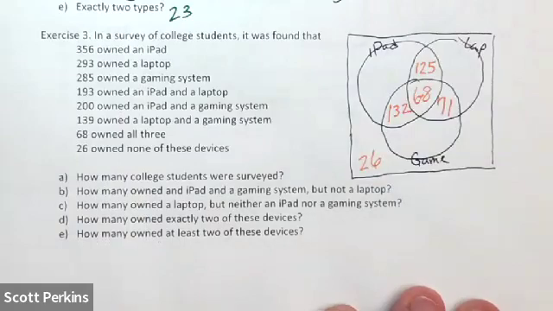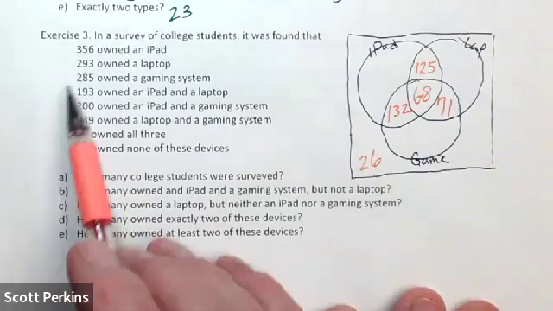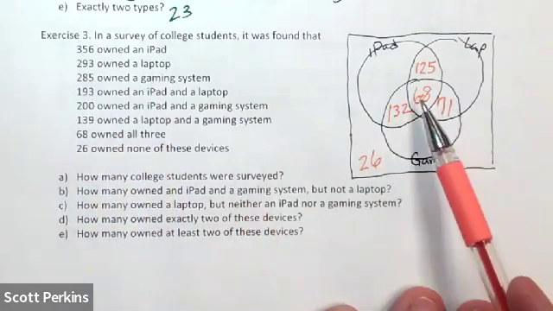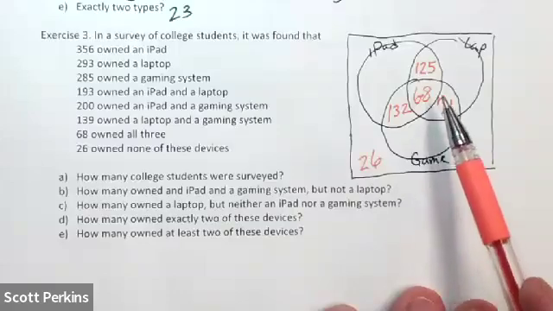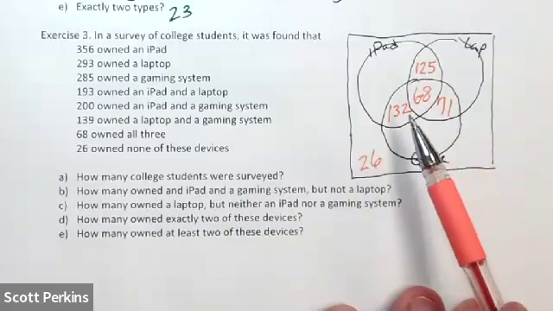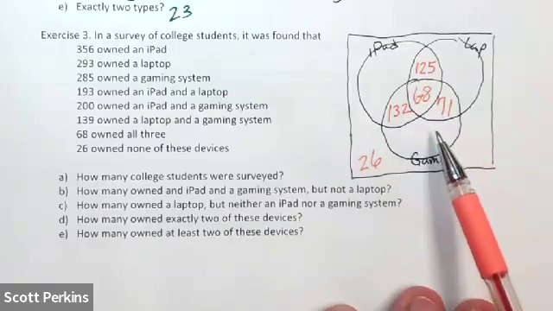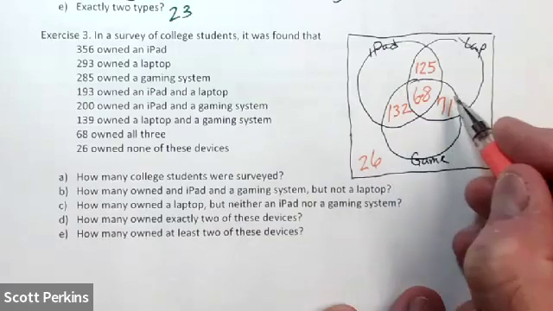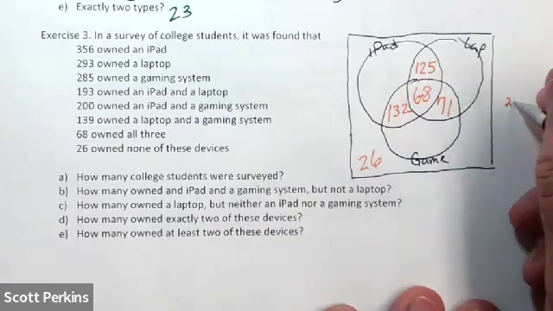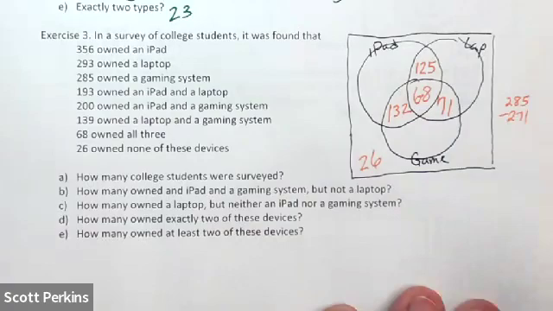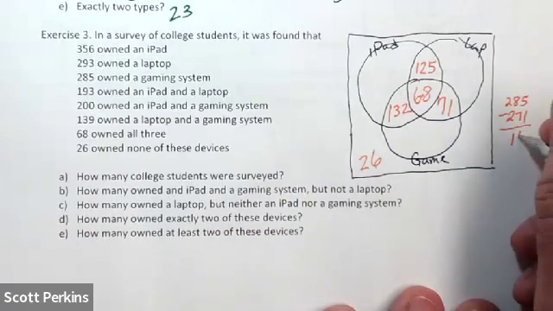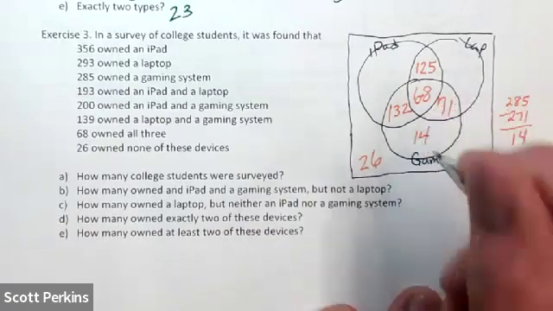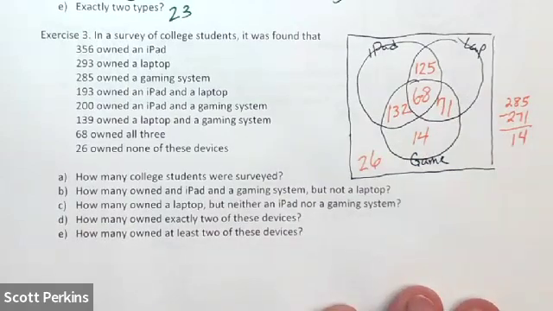And the last three numbers just refer to the big circles. And so 285 owned a game. So I'm going to add up those three numbers of the students that we already know own a game, and then I'm going to take that from 285. So that's 132 plus 68 plus 71. That turns out to be 271 that are already in there. So 285 minus the 271 is going to be 14 students left over that only have a game and nothing else.